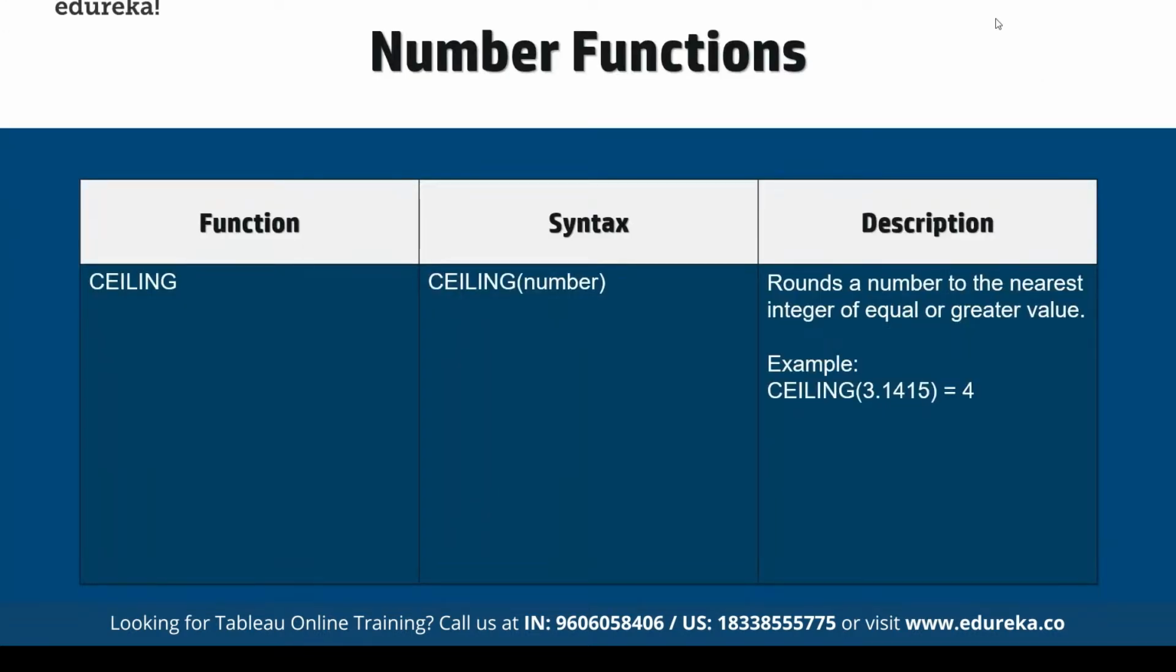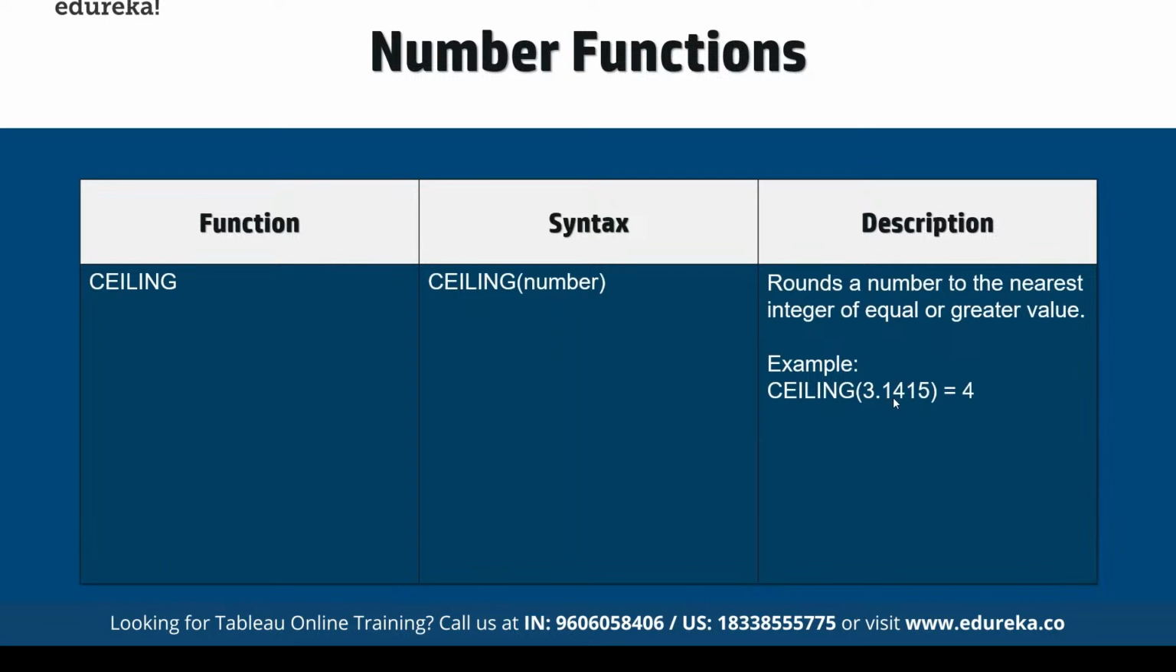So there are multiple number functions that we have. We have sign, we have arccos. For example, let's say we have a ceiling value as well. We also have a ceiling function available. The ceiling function, or we can say ceiling number, is simply used for rounding a number to the nearest integer of equal or greater value. For example, if the number is 3.1415, then it is going to be replaced with simply 4.